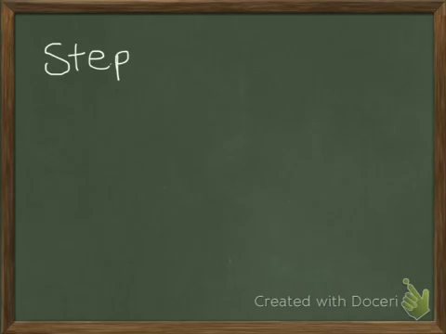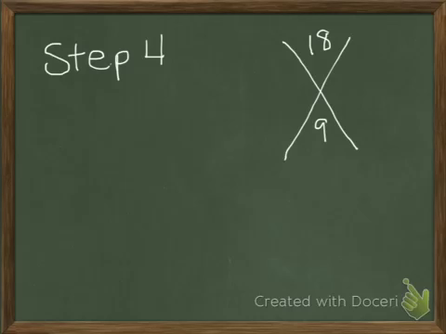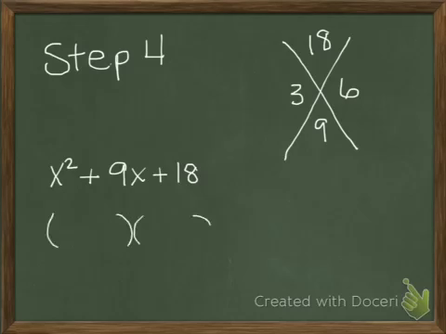Now that we have found our two numbers, how do we write out a factored trinomial? That leads us to step 4. We have our original trinomial, x squared plus 9x plus 18, and we know our two numbers are 3 and 6. First, draw out two sets of parentheses, just like this.